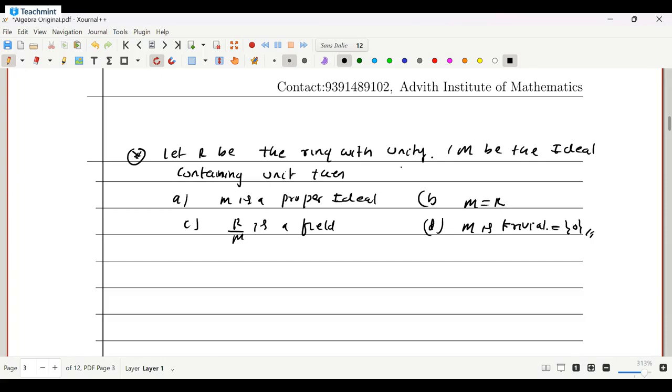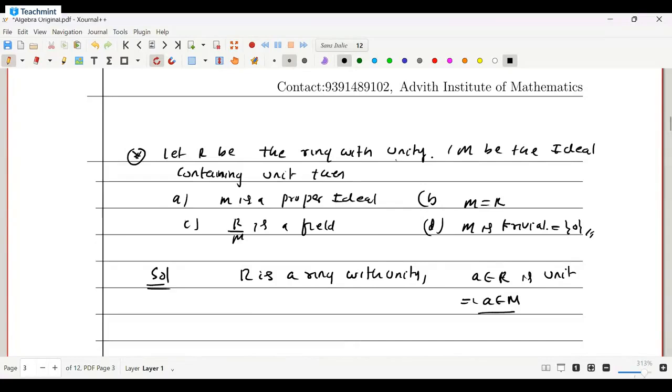Let R be a ring with unity, sir. Then M be the ideal containing unit. Then which one of these are true? We have already discussed this, sir. If R is a ring with unity, M be the ideal containing unit, sir. So if a belongs to R is a unit, then what does he say?